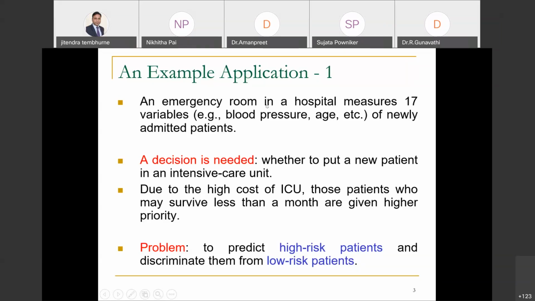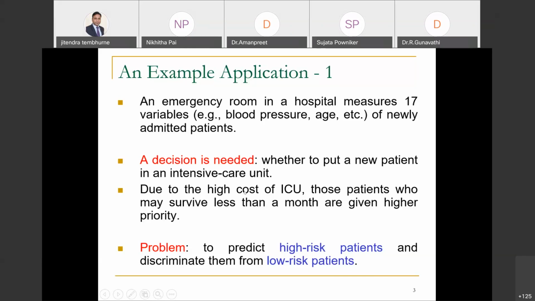With respect to this scenario, a decision has to be taken based on the scenario given in the first point. What we want to find out is whether the new patient is an intensive care unit patient or not. That we need to categorize. The decision is based on the 7 variables of the newly admitted patient, and then we have to decide whether to admit them to the ICU, that is, the intensive care unit.